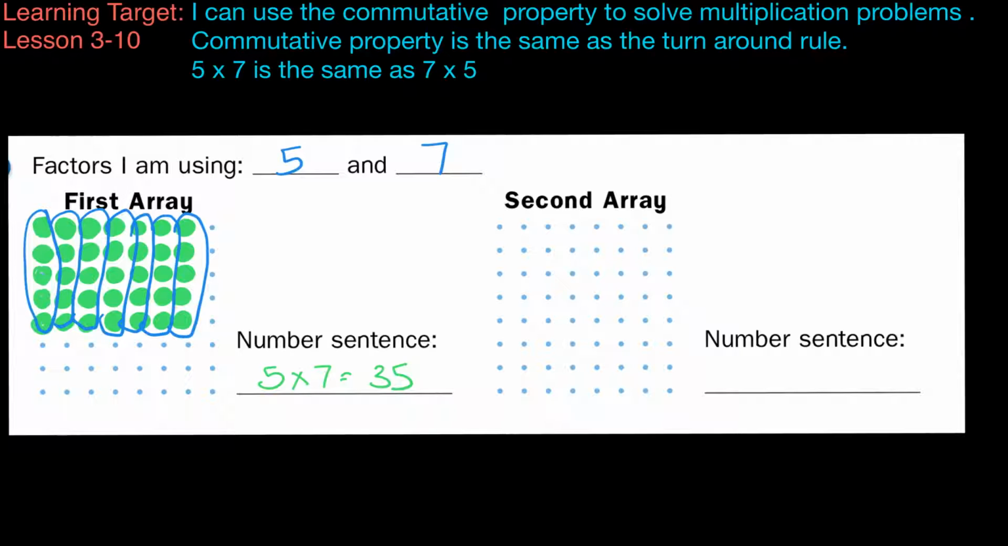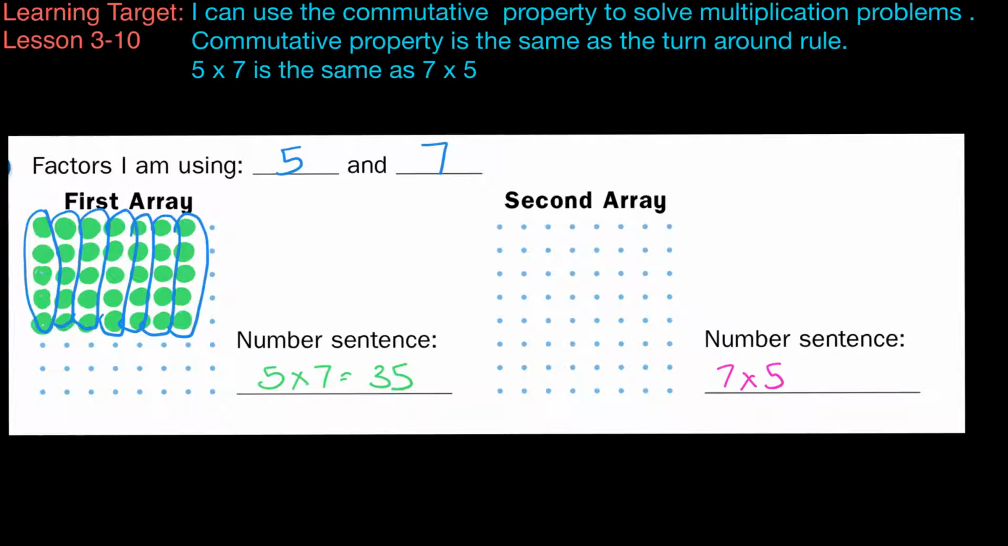We're going to do the same thing with our second array, except it's going to be different. It's going to show 7 times 5. So let's write the number model down there now. We're going to have 7 times 5. So let's get started with that number model.